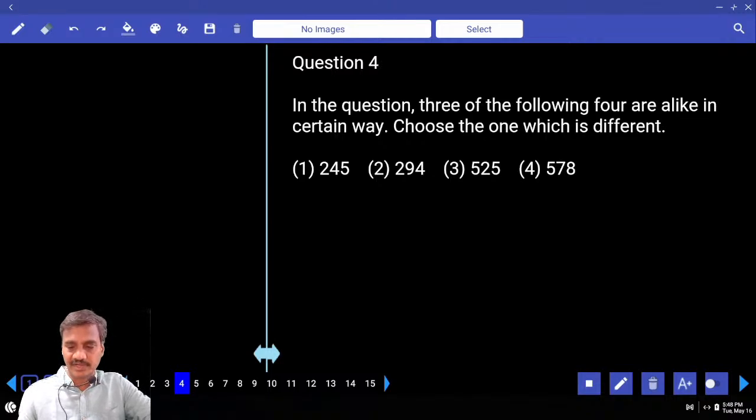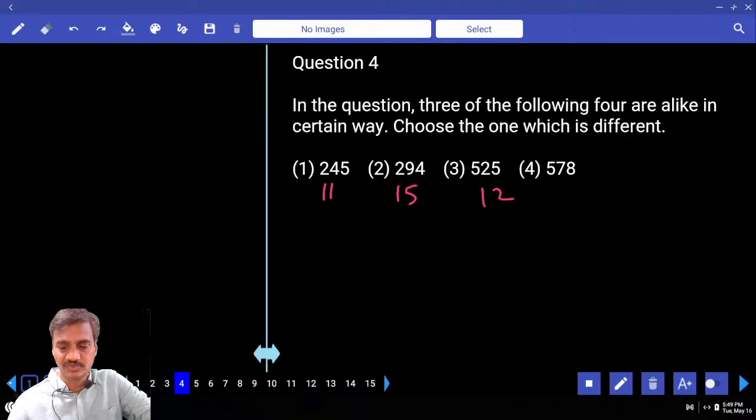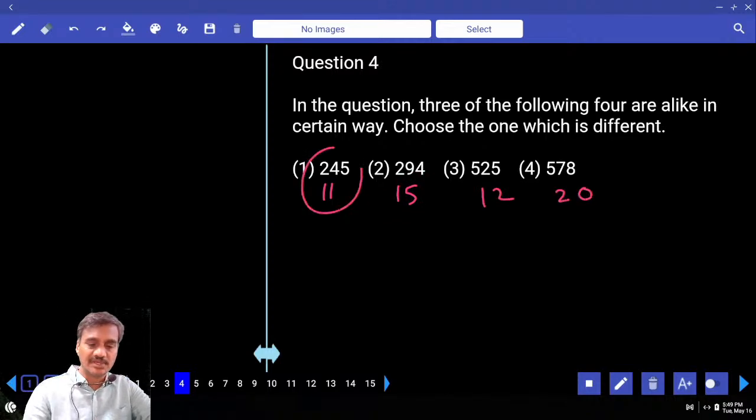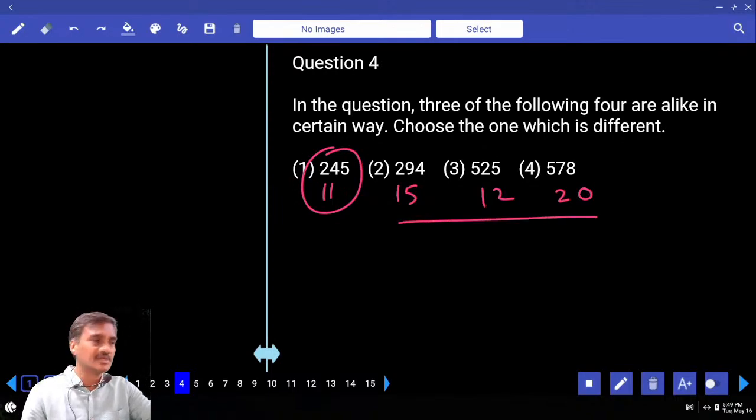Now tell me why it is 578. What is the sum of the digits here? Now the digits sum is 11. And here 2 plus 9, 11 plus 4, 15. And 5 plus 5 plus 2. And 15 plus 5, 20. Then except choice 1, in the remaining the sums of the digits are composite numbers. Here the sum of the digits is prime, that is choice 1.